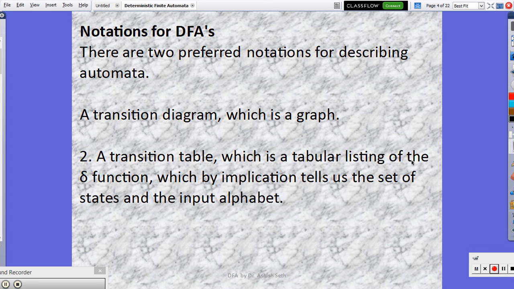Now notations for DFA. So basically there are two notations for representing the automata. One is a transition diagram, which is basically a graph, and the other is a table. We call it a transition table. So in the transition table we will make the columns. One column is for the state, the other is for the input, and we define that on a particular state, on a particular input, what will be the output. We will see this in the next example.